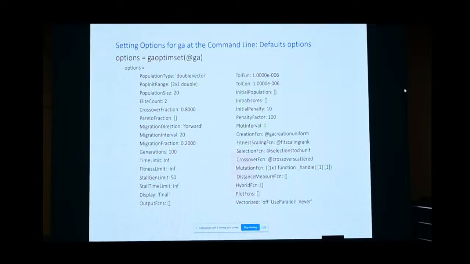Like the population size, by default it is 20. And if you see, there are many options. If you don't specify any other options, these default options are used. Okay.